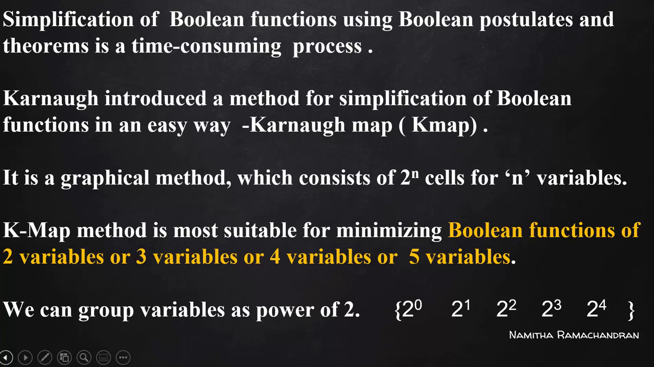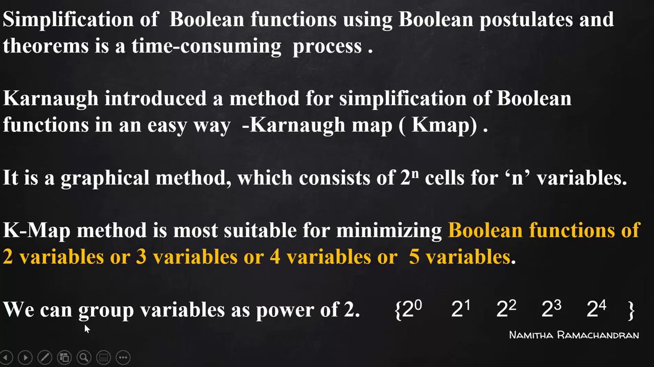So this Kmap is a graphical method which consists of 2 raised to n cells for an n variable function. If the given function is of n variables, then we need a Kmap with 2 raised to n cells. This Kmap method is most suitable for minimizing Boolean functions of 2 variables, 3 variables, 4 variables and 5 variables.